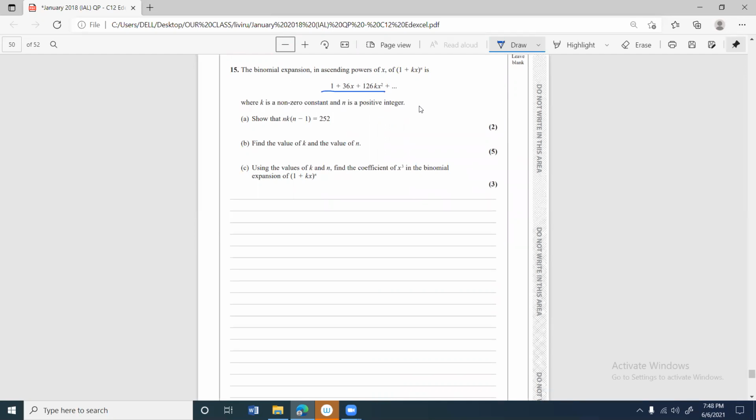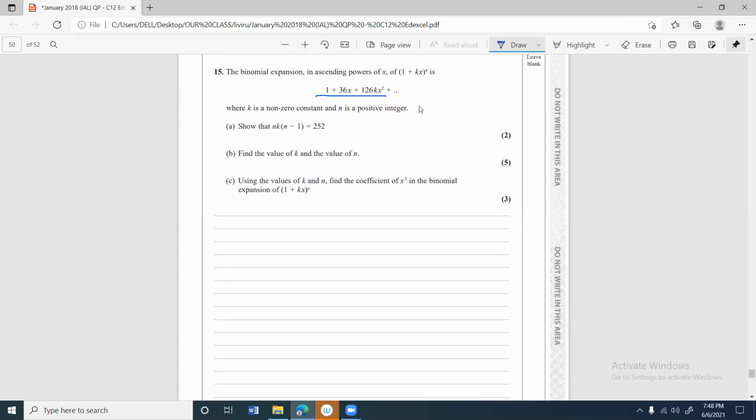Initially, I'll just try to expand 1 plus kx to the power n. We need to do up to x to the power 2. So you can say nc0 1 to the power n kx to the power 0. That's the first term. Then nc1 1 to the power n minus 1 kx to the power 1. The next one is nc2, which is kind of important: 1 to the power n minus 2 and kx to the power 2.